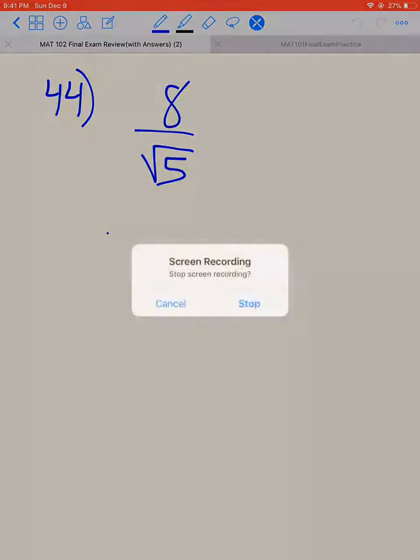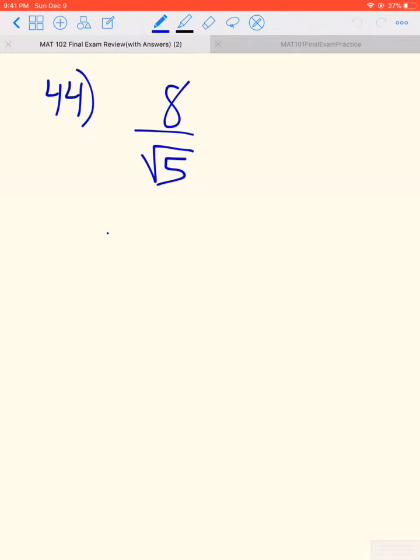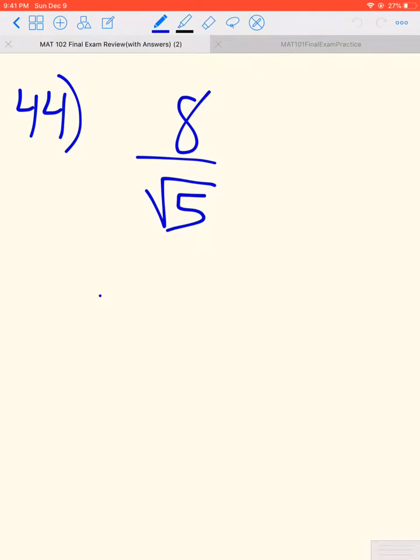In question 45, they want us to rationalize the denominator. To do this, we want to multiply the numerator and denominator of our fraction by a value that will give us a perfect square in the denominator. The perfect square that 5 can divide into is 25, and 5 goes into 25 5 times. So what that tells us is we're going to multiply the top and bottom by the square root of 5.